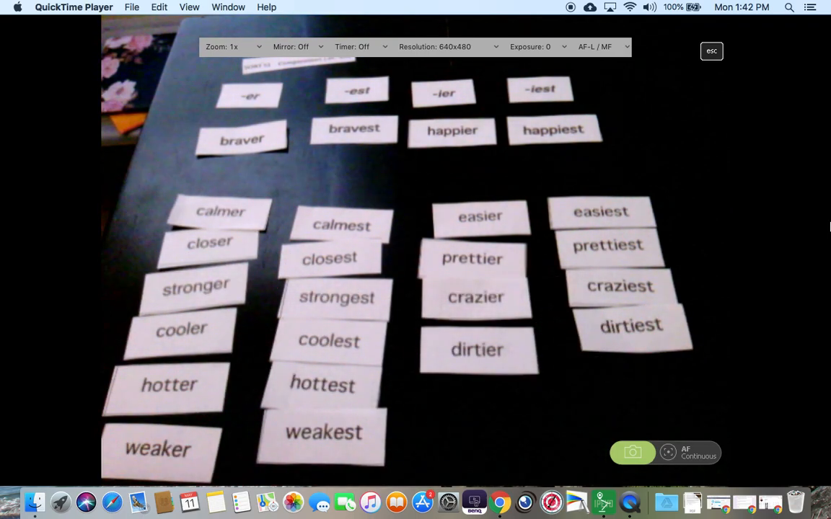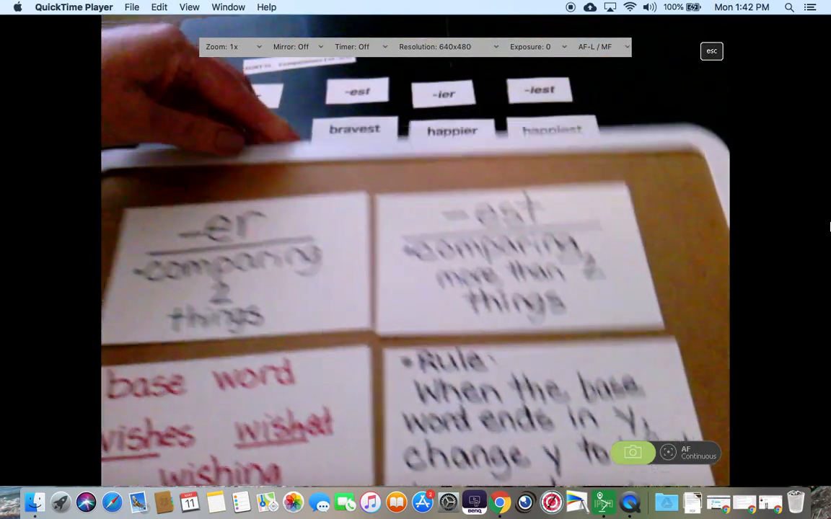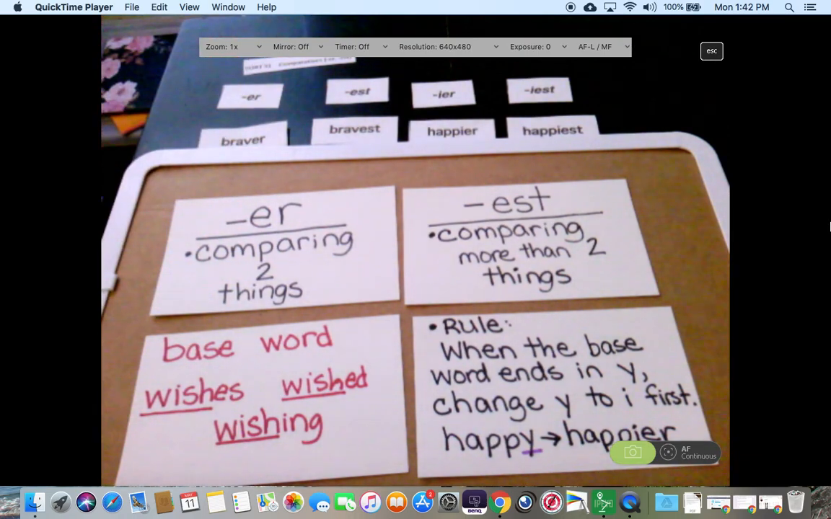All right, so again, boys and girls, this week you learned about comparatives, and comparatives are words that end in ER and EST that are used to compare two or more things, and when we look at how they are alike and how they are different.